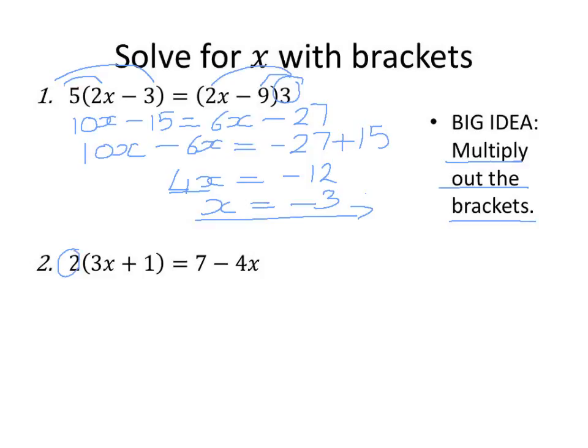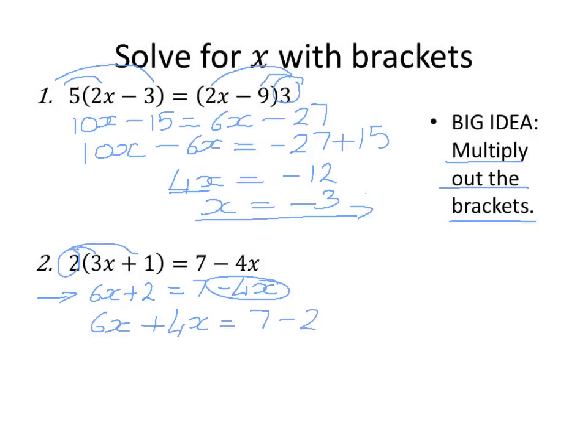It's right next to the bracket, multiplied by each term inside the bracket. 3 times 2 gives me 6x, and 2 times 1 is 2. So the idea is once you get to this point over here, then we've got a basic equation. We keep 6x on this left-hand side, negative 4x comes over and becomes positive 4x. 7 stays on the right-hand side, and 2 comes over and becomes negative 2. And 6 and 4 is 10x. And 7 minus 2 is 5.